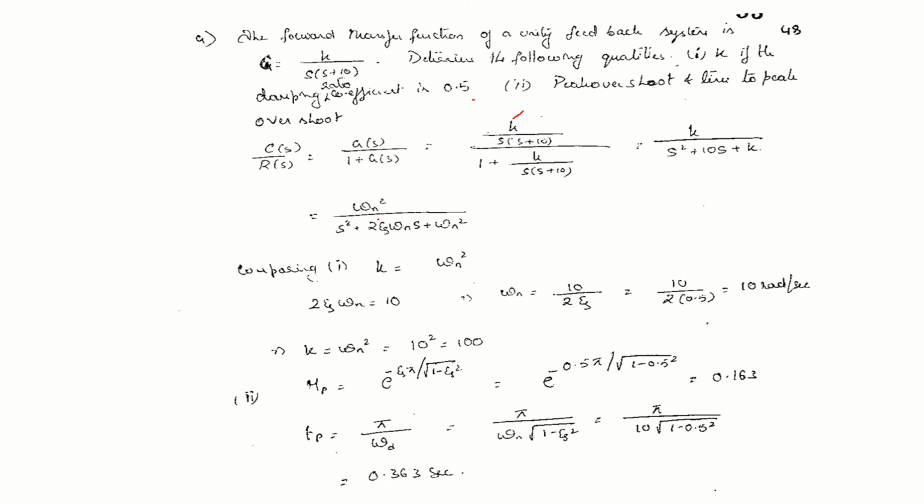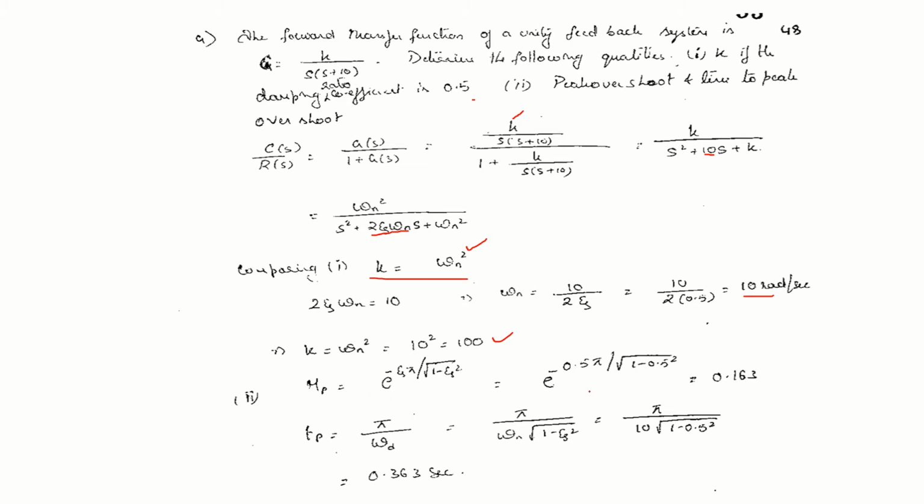Now you compare this with the standard form, K becomes equal to omega n square, and 2 zeta omega n is 10. So omega n will become 10 by 2 zeta. The zeta value is given, so omega n will become 10 radians per second. Then substituting the omega n value here, you will get the K value.